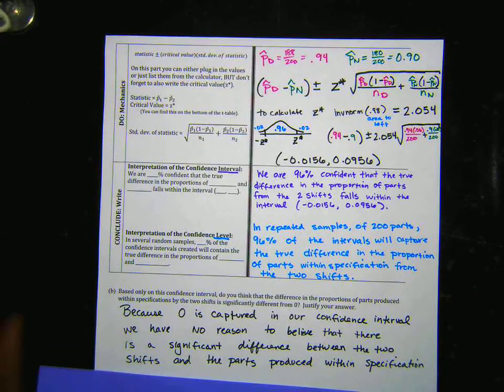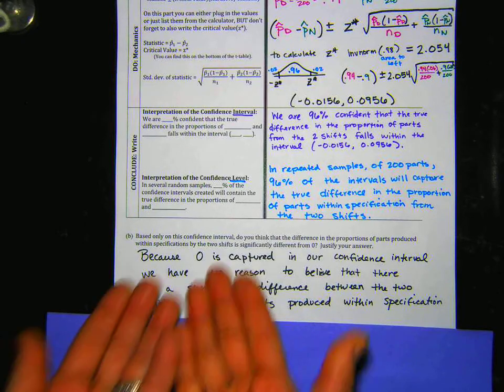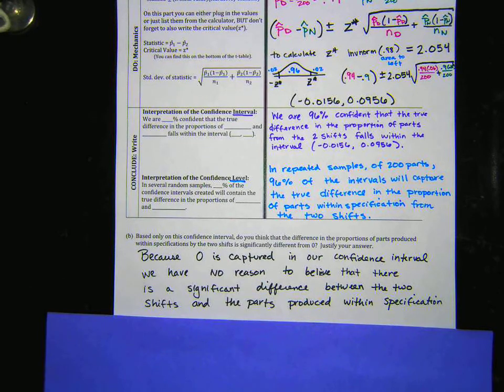All right, part B. The way they did choose to extend this is to ask you to interpret, well, is this significant? Well, because 0 is in the confidence interval, we have no reason to believe that there is a significant difference between the 2 shifts in the parts produced within specifications. We captured 0 in the interval. That means we do not have significant evidence.